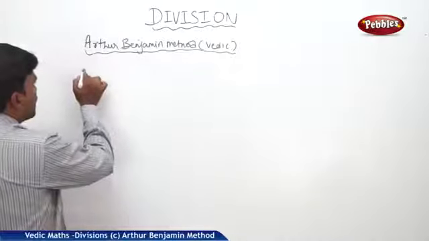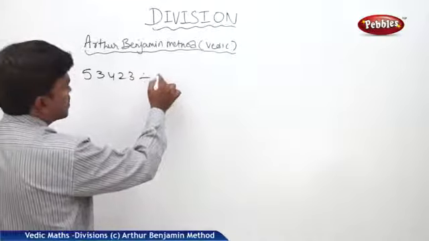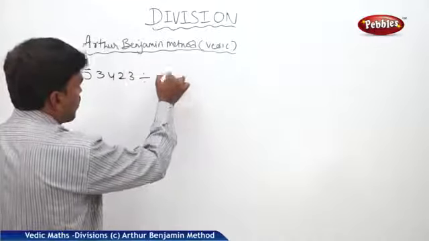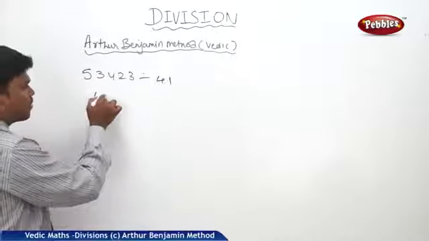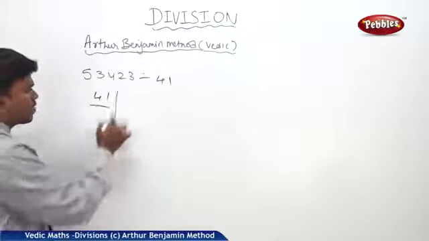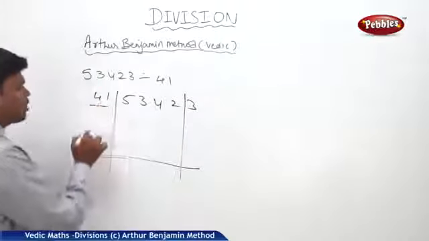Let us say 53423 divided by, say, 41. I want to divide this number by 41. So write 41 here. 53423, the last number is for the remainder. 41.